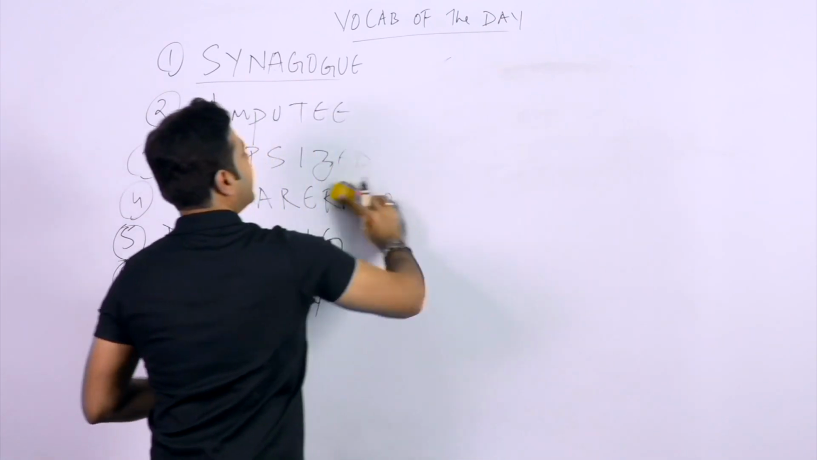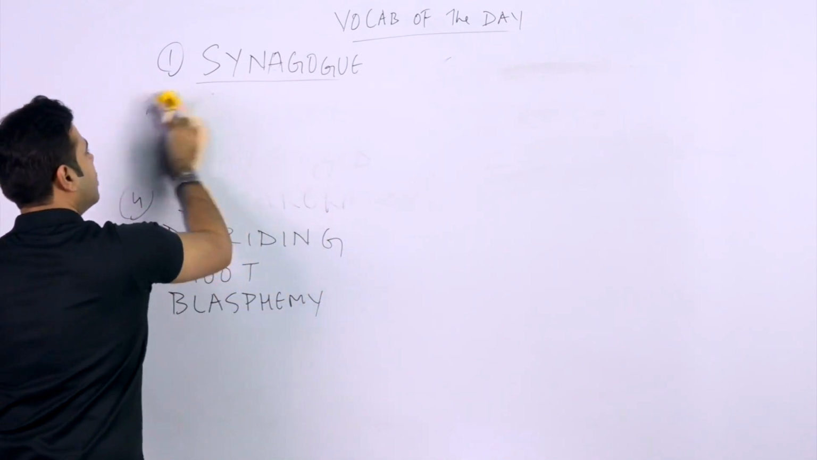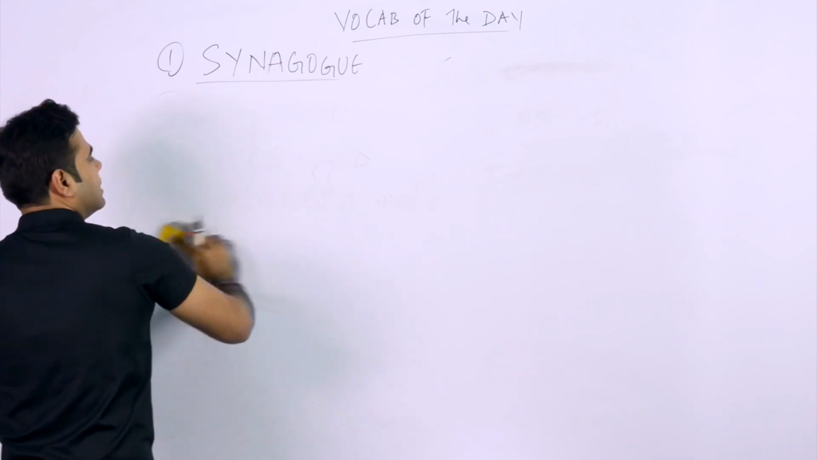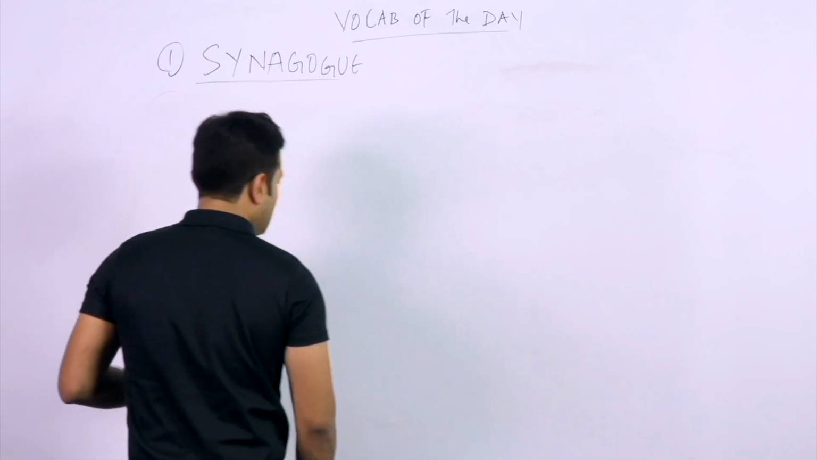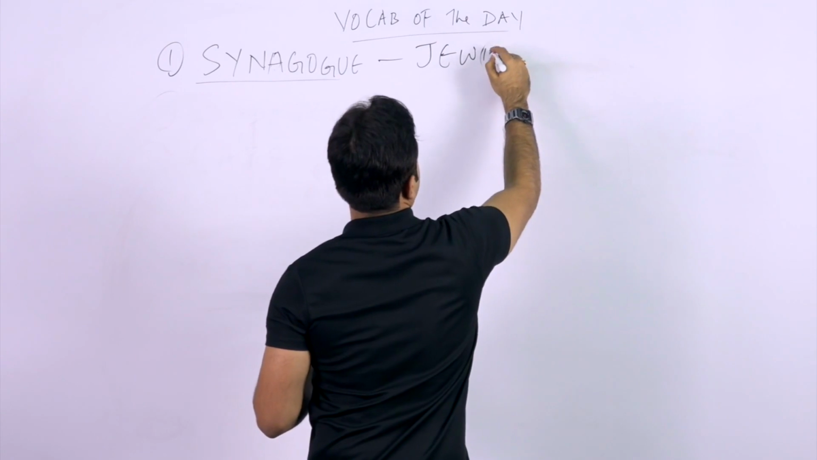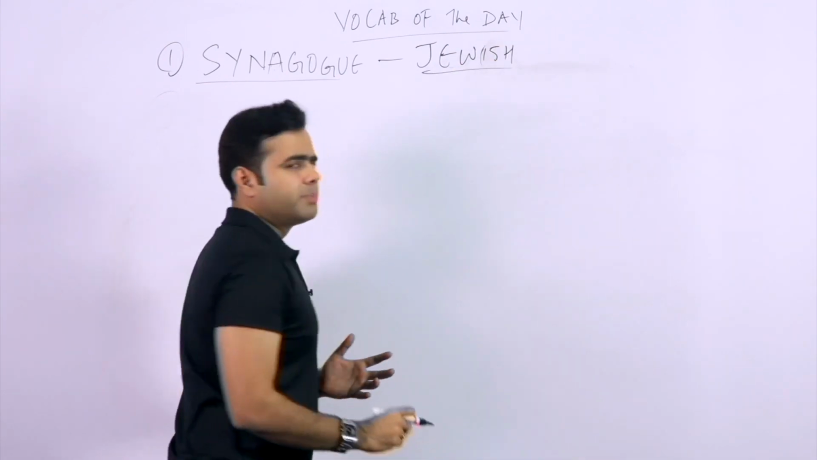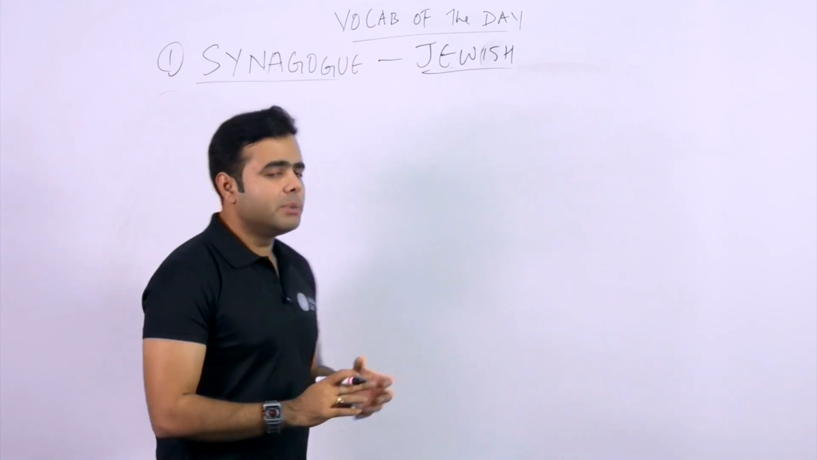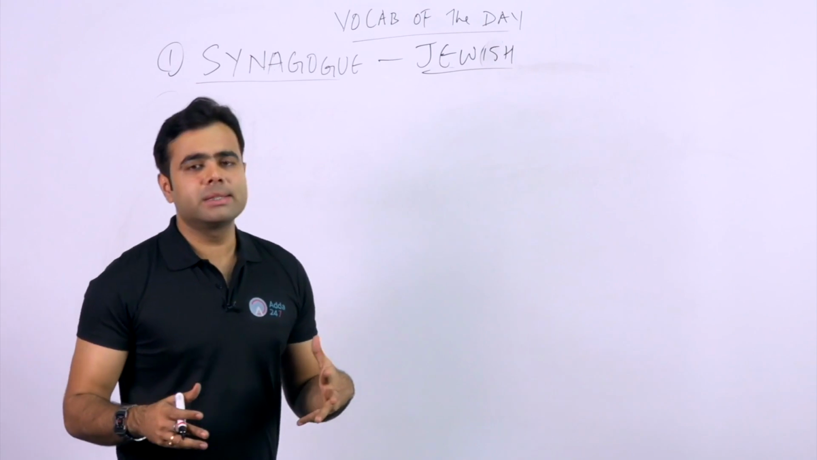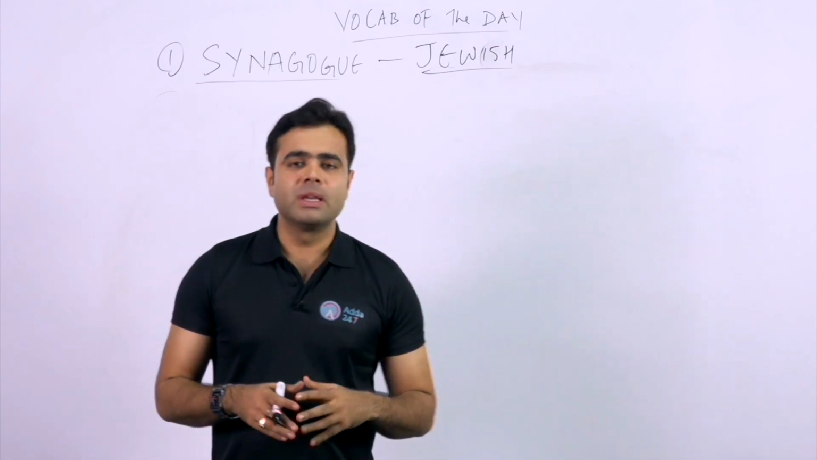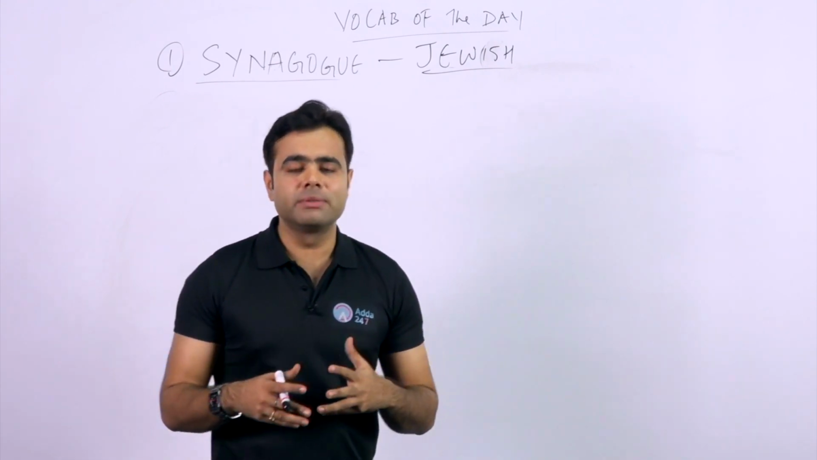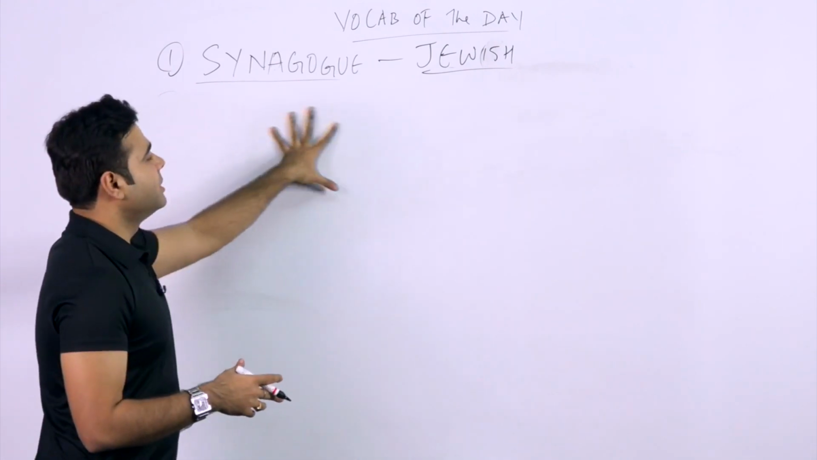Okay, synagogue is a very interesting word, students. First of all, I must tell you this particular word is related to a person who would be Jewish. I hope you must have heard of Jewish people. Who are the Jewish people? Jewish people are those who nowadays live in Israel. Israel is the only place where the Jewish are found in the complete world.